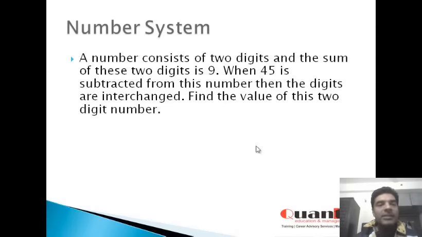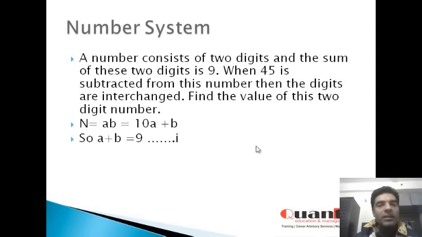Now let's assume that this 2-digit number is AB. Then AB can also be written as 10A plus B, where A is the digit at tens place and B is the digit at units place. And A plus B is equal to 9 is also given to us in the question itself. So that's our first equation.